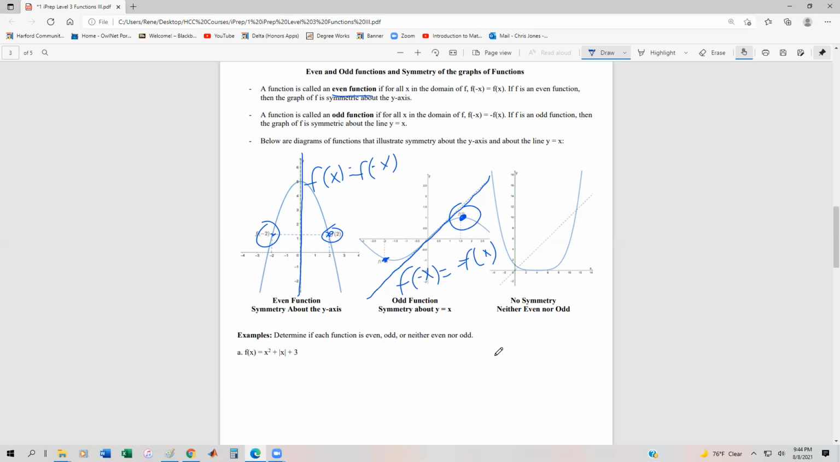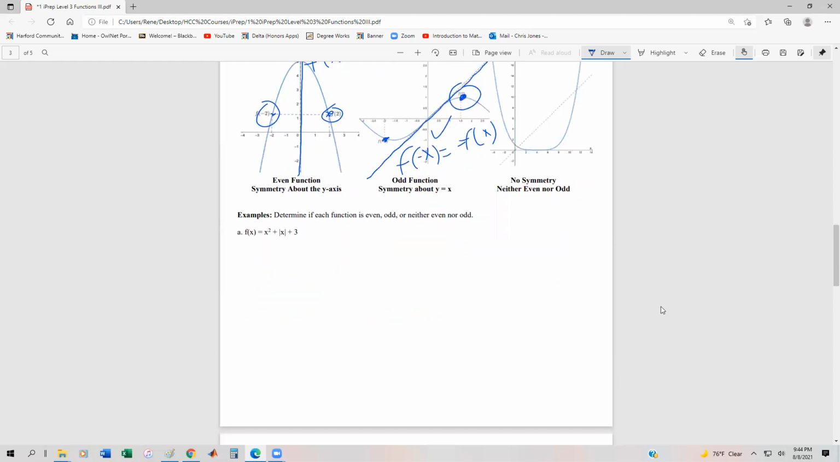And then if there's no symmetry, that just means it doesn't fit this criteria, nor does it fit this criteria. So what we're going to do is take a look at both the algebraic expressions as well as graphs, and we're going to determine whether a function is even, odd, or neither even nor odd. And one of the ways to do that is start by plugging in f at minus x.